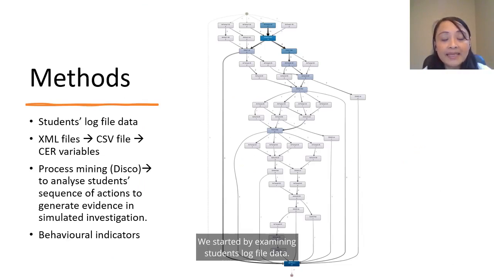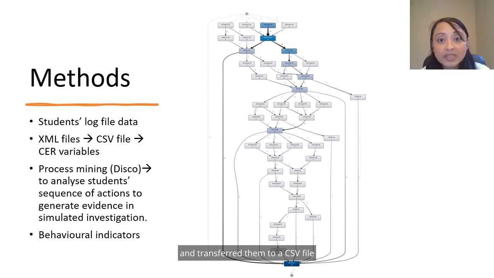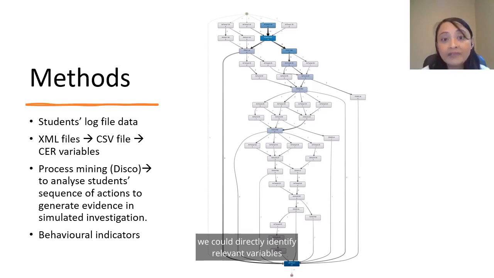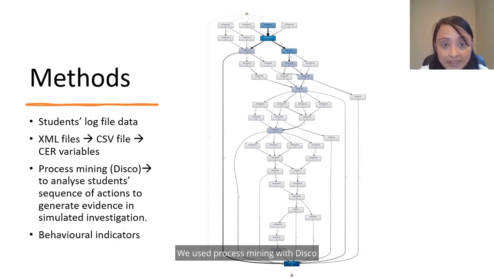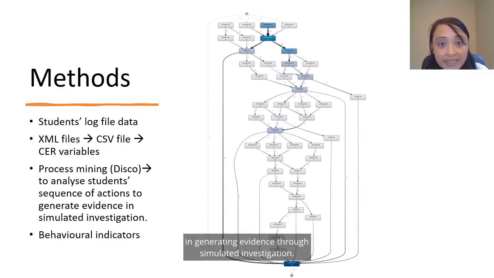So we started by examining students' log file data. We extracted all the data from the XML files and transferred them to a CSV file to make the data structure more explicit. So from the CSV file, we could directly identify relevant variables related to the claim, evidence, and reasoning components. We used process mining with Disco to analyze students' sequence of actions in generating evidence through simulated investigation.